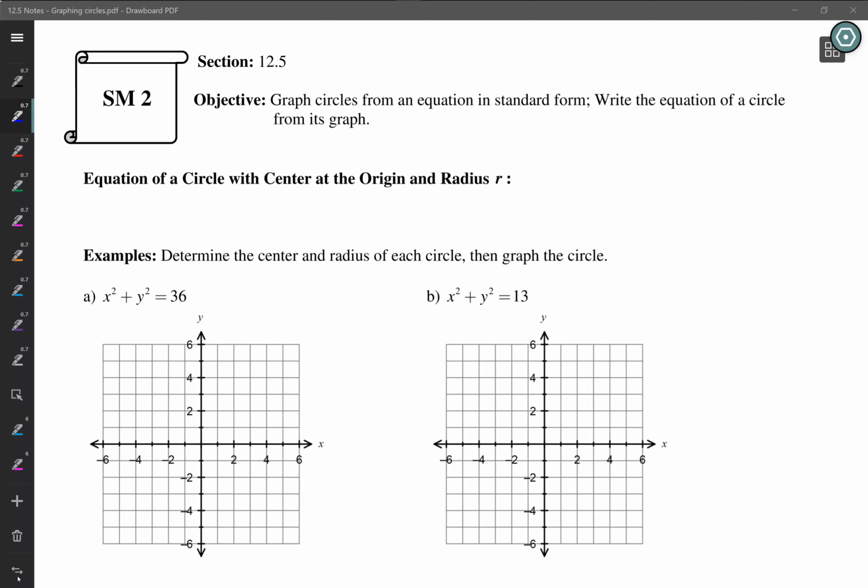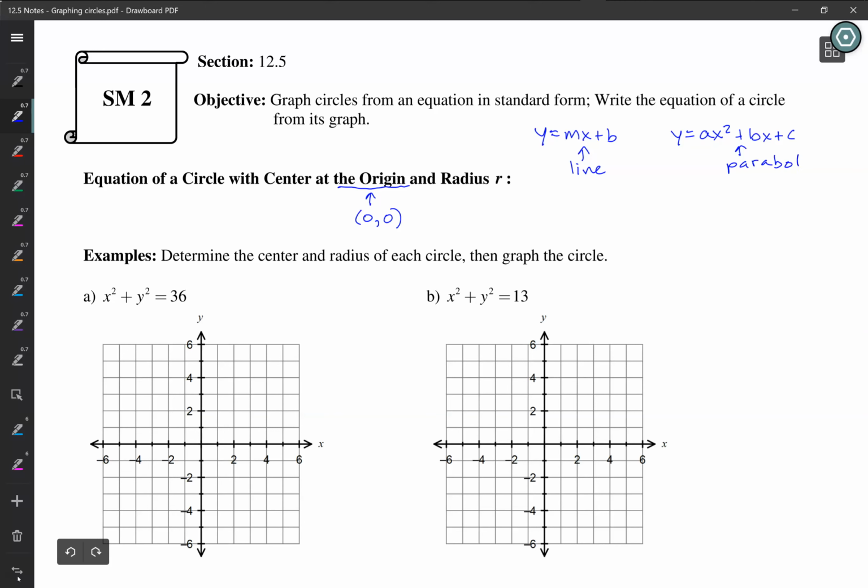So we're going to start with circles that have a center at 0, 0. So the origin, that's the point 0, 0. And we're going to call the radius r. Now you guys are used to equations that look like y equals mx plus b. That's a line. Or y equals ax squared plus bx plus c. That's a parabola.